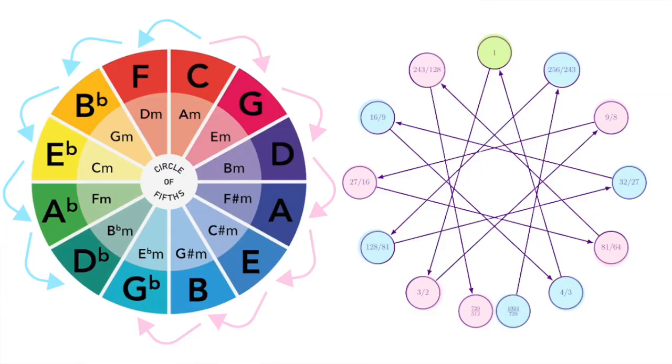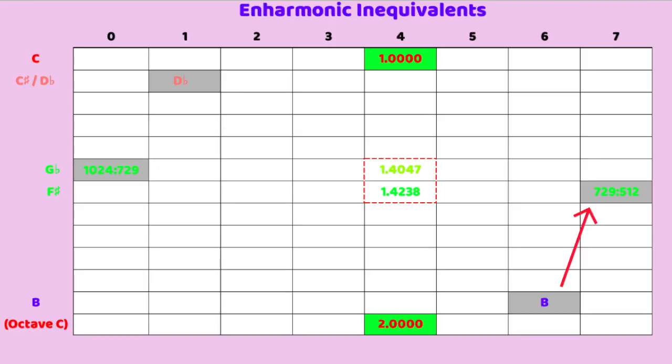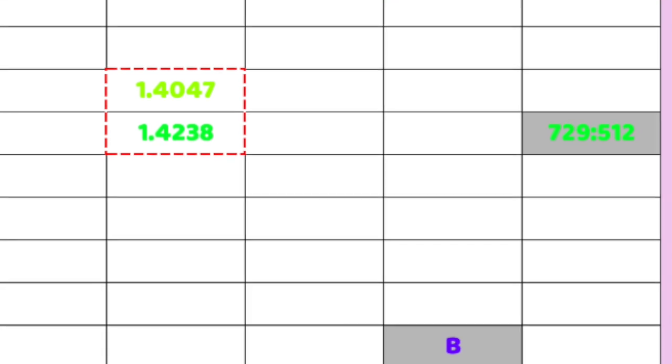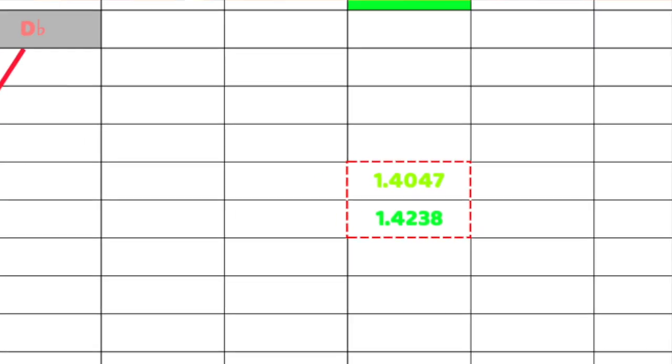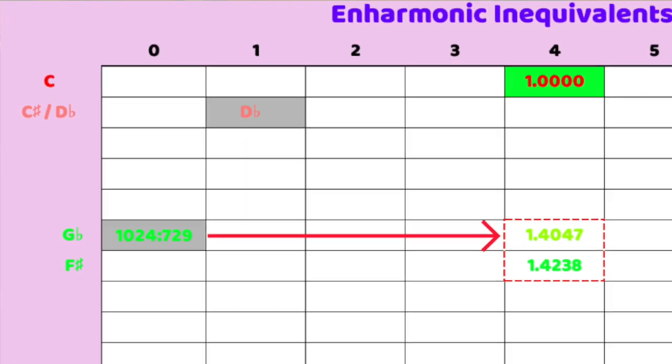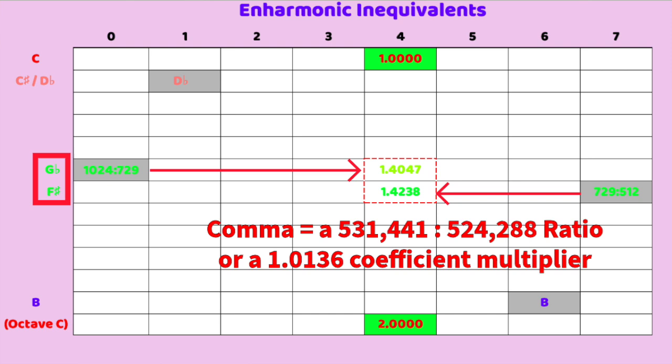And the reason for this is because perfect fifth ratios are derived differently based on which note one jumps from. For instance, from B to F sharp results in one ratio, 729 to 512, or a 1.4238 coefficient, but from G flat to D flat results in a different ratio, 1024 to 729, or a 1.4047 coefficient, creating a discrepancy that can be explained using the comma's coefficient multiplier of 1.0136, and explaining why the two inharmonic values are not equal. Now back to our regularly scheduled programming.